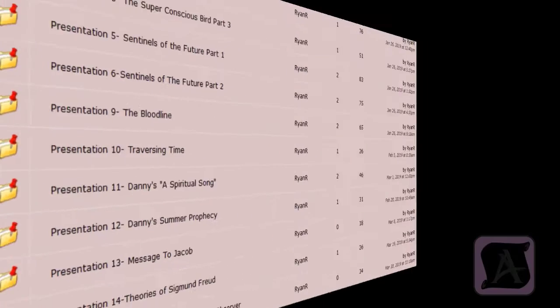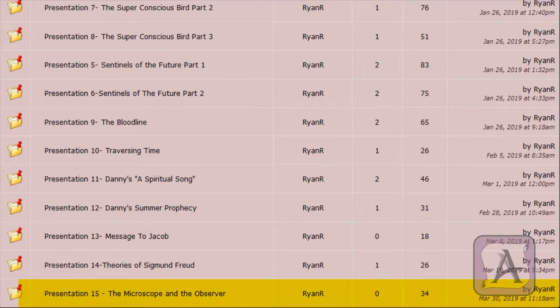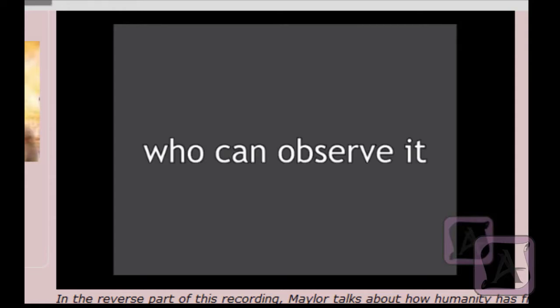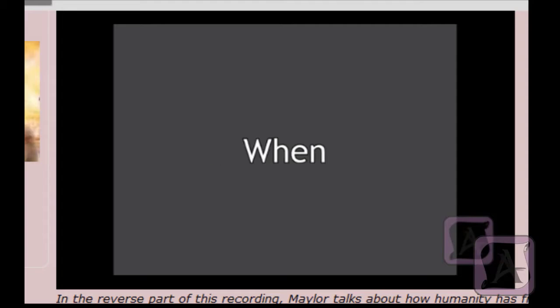Before I go any further with this one, I'd like to go back to one thing in presentation 15 that I forgot to mention. In it, Maylor says, in an earlier part of that, he also talked about focusing the microscope as well.